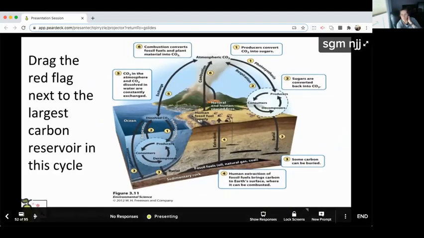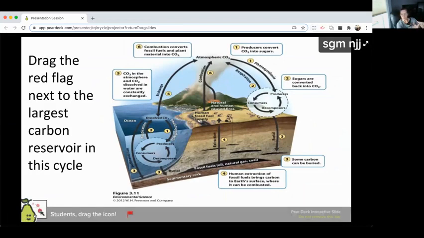All right, this is where I misspoke yesterday. So this is a dragging feature. Drag the red flag next to the largest carbon reservoir in this cycle, meaning if there were numbers on this, which I wish there were, your textbook doesn't put numbers on them, but I guarantee that's the format the AP exam will have. They'll have numbers on here, both on the arrows for flux and rates of change, and on how much is in any particular part of the cycle.